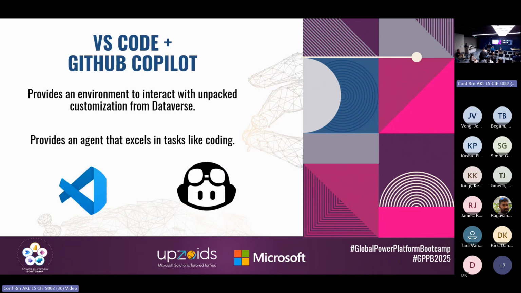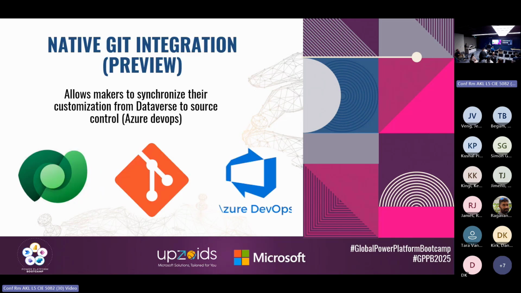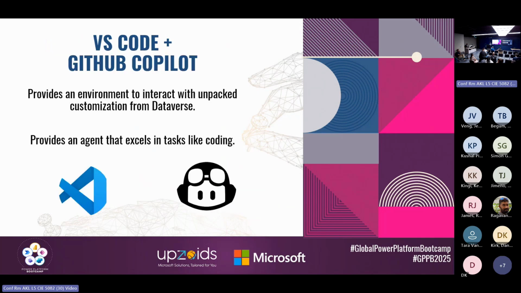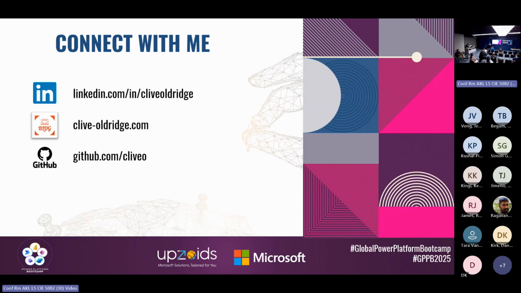The other thing I'm going to show today is me using Visual Studio Code. That's a common IDE that a lot of developers use, and GitHub Copilot, which has native functionality built into VS Code to be able to interact with my source control. And based on the previous slide, seeing as I now have my Dataverse customizations as source control, I can now interact through VS Code using an agent to make changes or to get information out of my customization.